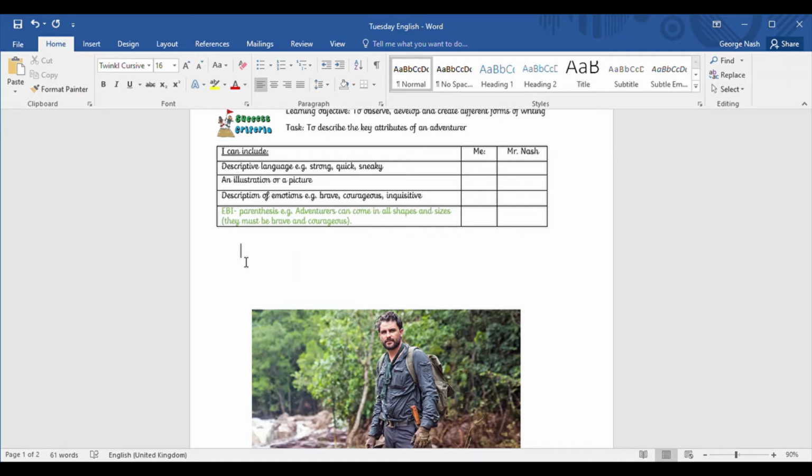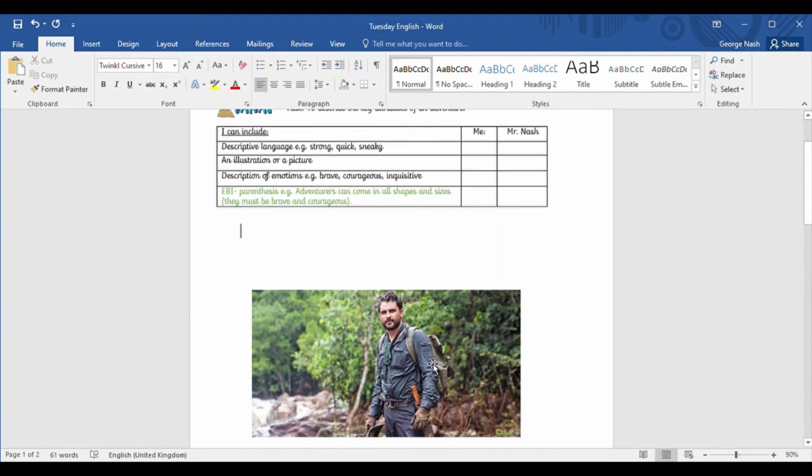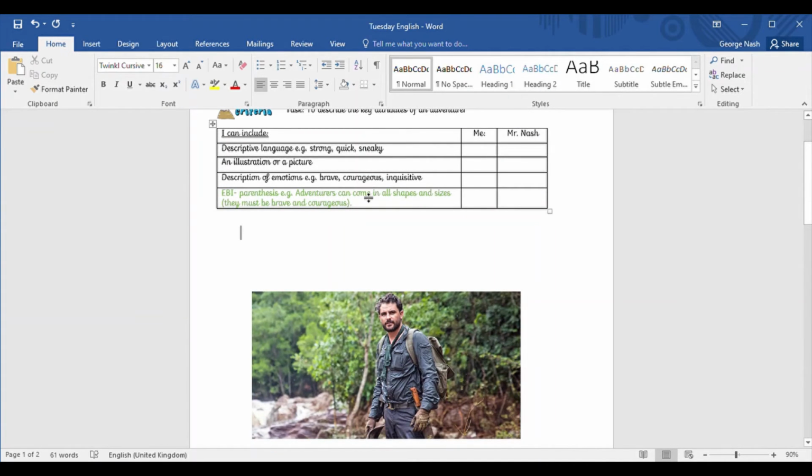Okay, so what I'm expecting then is if you are to draw a picture, it's absolutely fine, include that in your work or find a picture from the internet. I would like you to describe what you can see about that adventurer. Describe perhaps what they look like, maybe the things that you could describe them as. Would they be strong? Would they be weak? Well, probably wouldn't be a weak person because they need to be strong in order to face lots of maybe dangerous animals. Would they have to be quick? Sneaky? And then think about some of the emotions that they would have.